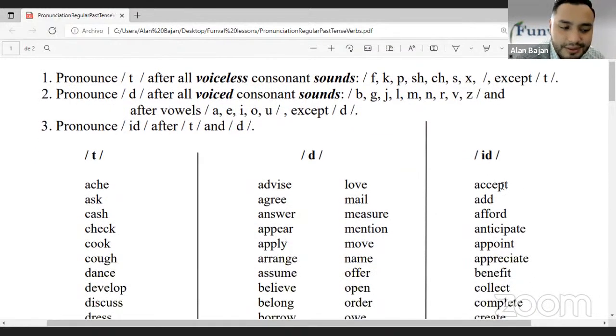Examples: accept. Accept. What is the last sound of this verb? T or D? Tango, right? Afford. What is the last sound of this verb? D. Delta. Very good. So for these verbs, this is the only group where I will add id at the end. Accept, accepted. Afford, afforded.